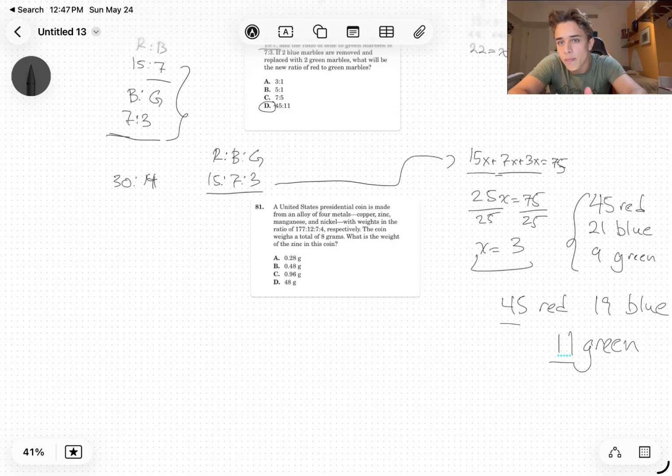I will say this was a much harder word problem. This is definitely on the upper level of difficulty you're going to see on the test because it had a lot of steps, right? We first had to combine the ratios. Then we had to figure out how many of everything there is. Then we had to switch the amount because it's telling us that some are being removed and added. Then we have to find the new ratio.